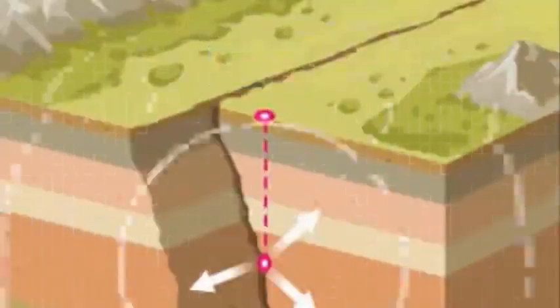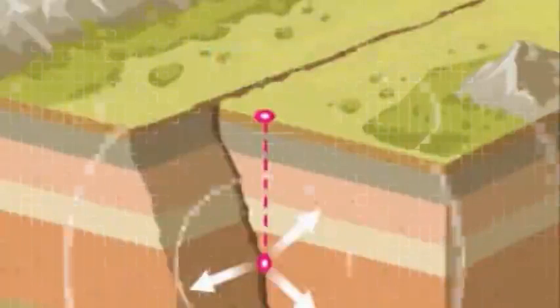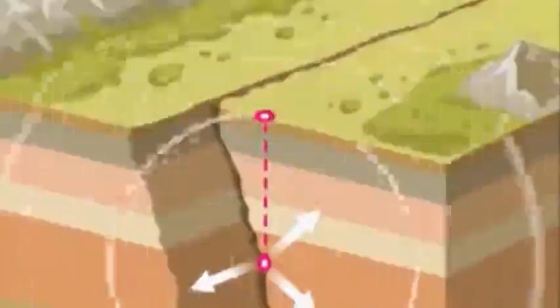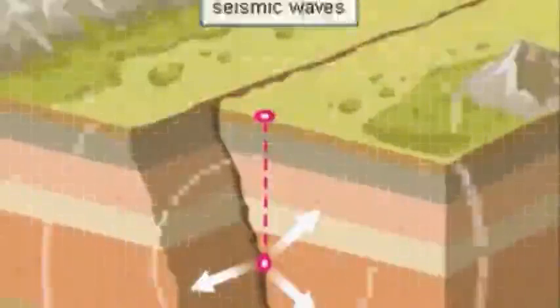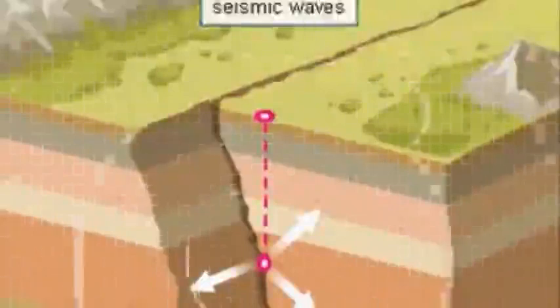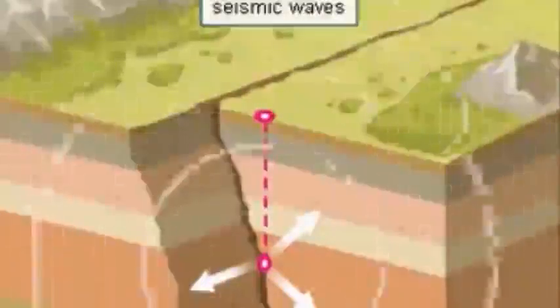The energy released during a dislocation is transferred through the crust and on the surface in the form of vibrations, referred to as seismic waves. It is the shock waves that can be observed as earth tremors, which are most intense at the epicenter.